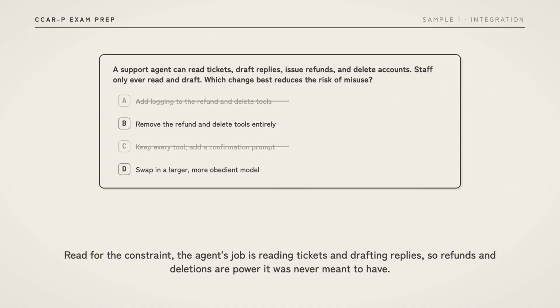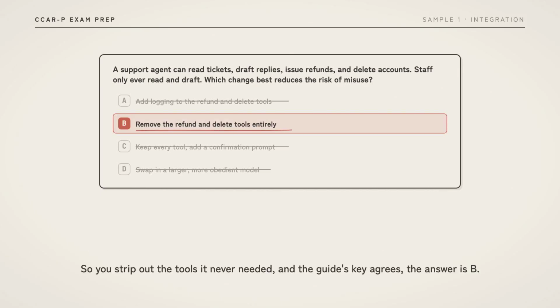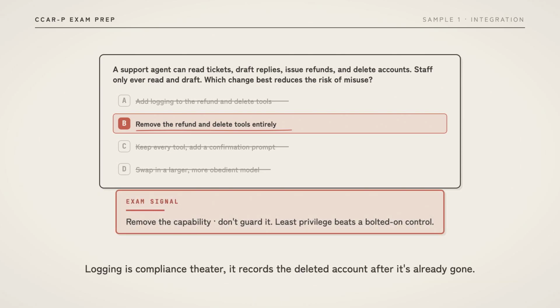Read for the constraint. The agent's job is reading tickets and drafting replies, so refunds and deletions are power it was never meant to have. The principle is least privilege. A system gets exactly the permissions its job requires and nothing more. So you strip out the tools it never needed, and the guide's key agrees. The answer is B.